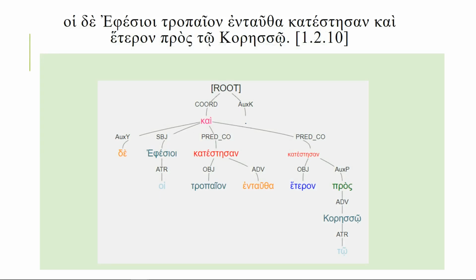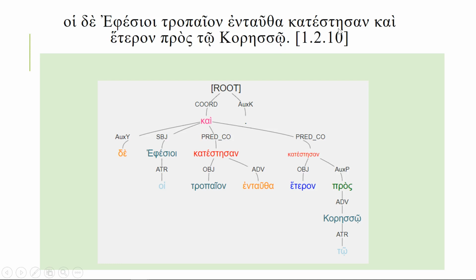All right, here's a longer sentence, so let's tear it apart. Hoi de Ephesioi, the Ephesians, tropaion entautha katestesan, kai heteron pros to choreo. So the Ephesians is in the nominative, right? And it's right at the front, so we know that's the subject. Now let's find what's going on. We see a kai later on, and we see one verb.